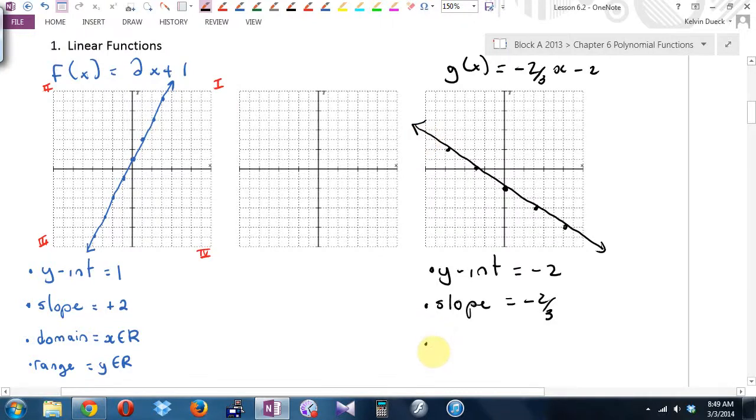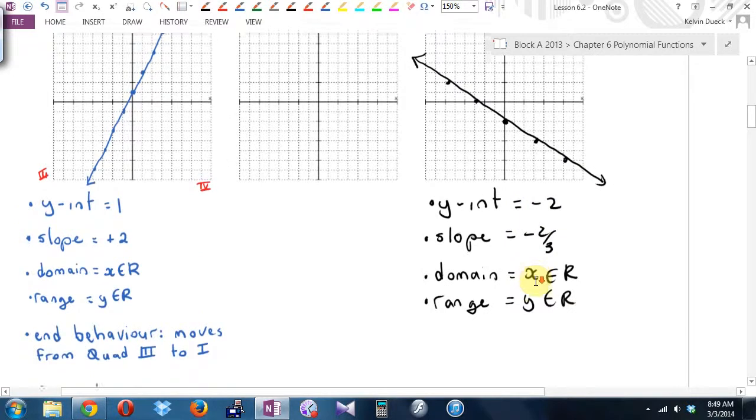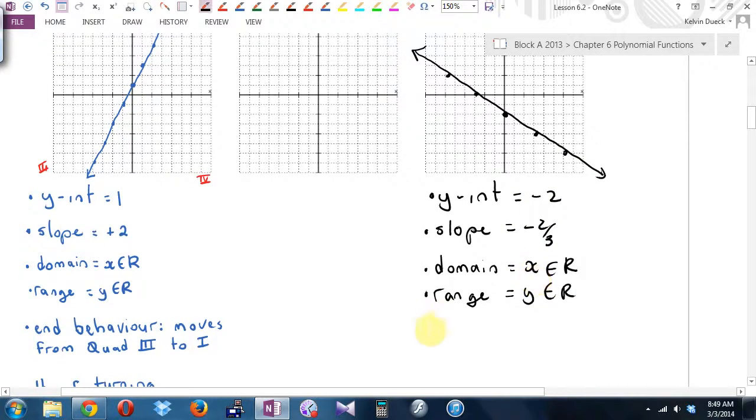What's the domain? How far left, how far right does this graph go? Yeah, all reals. Let's draw that in red a bit later, but those two are going to be the same. Range, y is all reals. Those two are going to be the same. The end behavior is going to be a bit different.